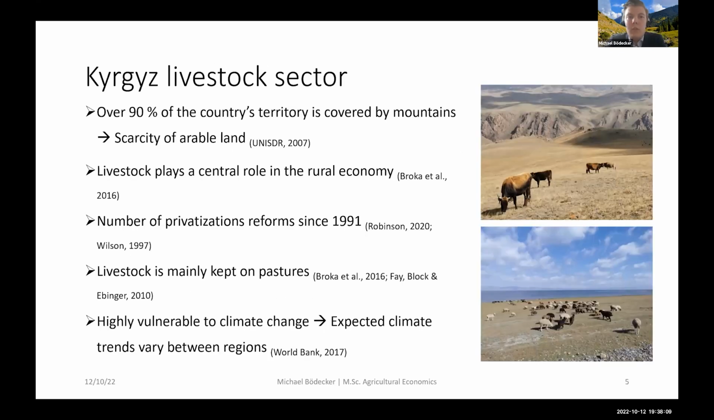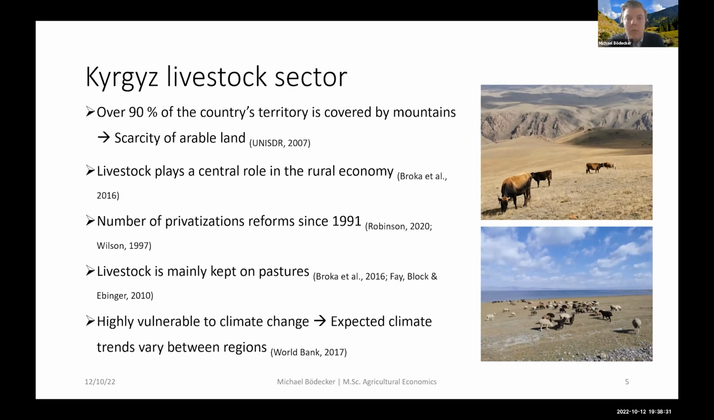And also about the Kyrgyz livestock sector, we know that Kyrgyzstan is a very mountainous country. There are different statistics, but the most common is that 90% of the country is covered by mountains. So it has a natural scarcity of arable land, which makes livestock keeping a very important source of income. So livestock plays a central role in this rural economy.